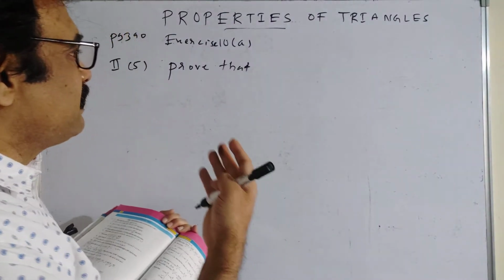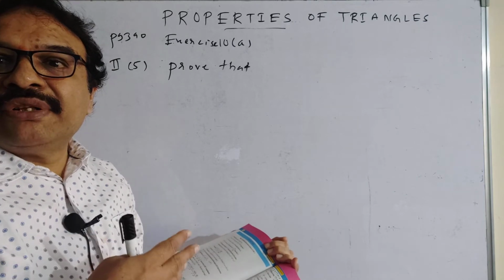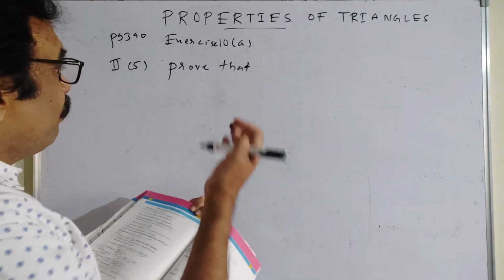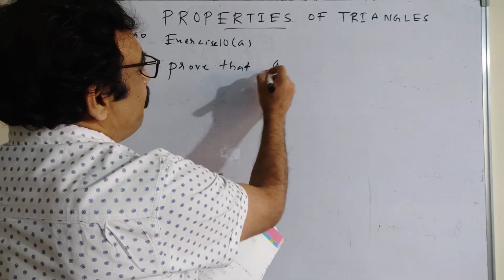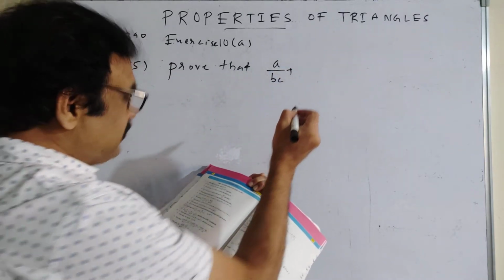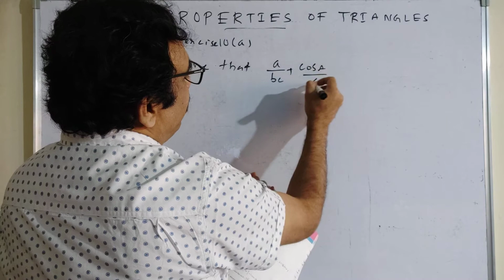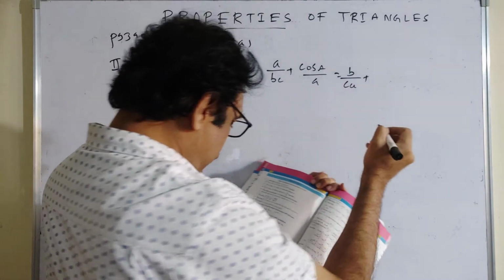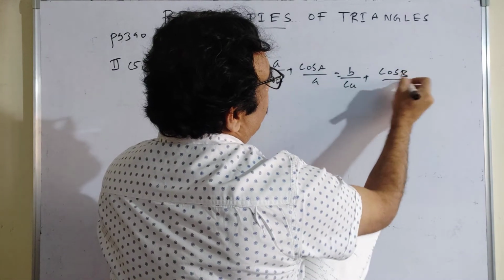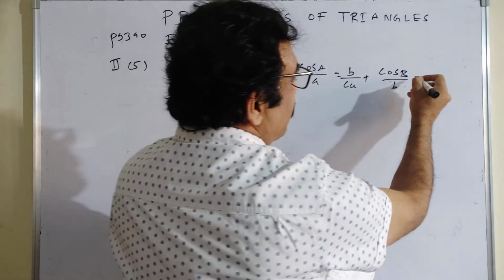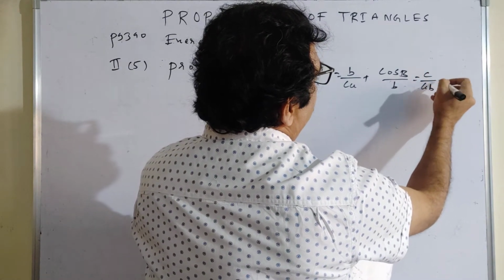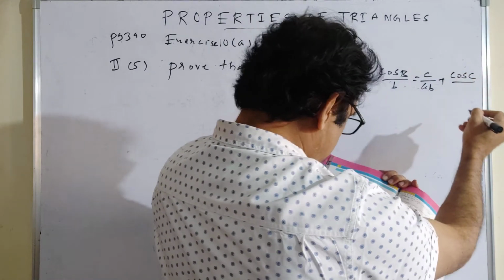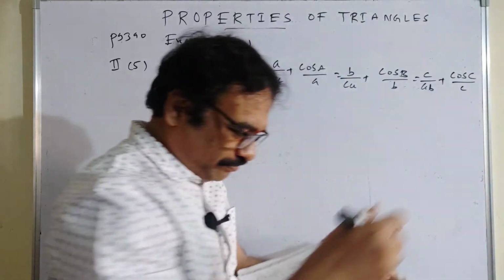Triangle means you have to understand the sum of the angles is 180 degrees. This is anywhere. Just now we were discussing all these formulas related to properties of triangles only. Henceforth, what he has given is cos A by a, plus cos B by b, plus cos C by c.